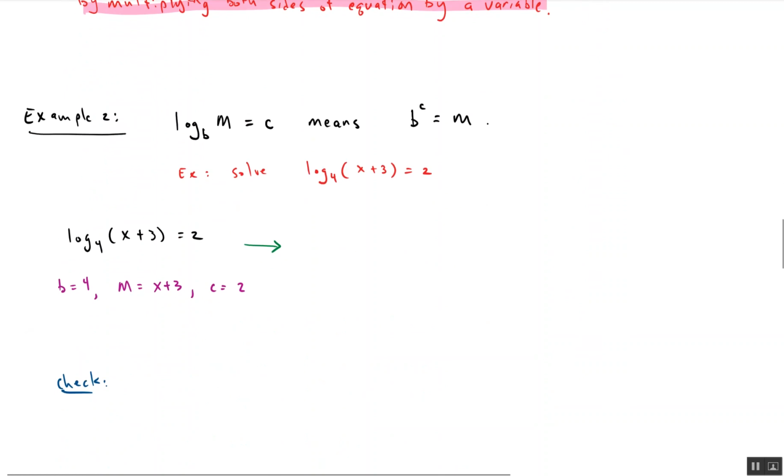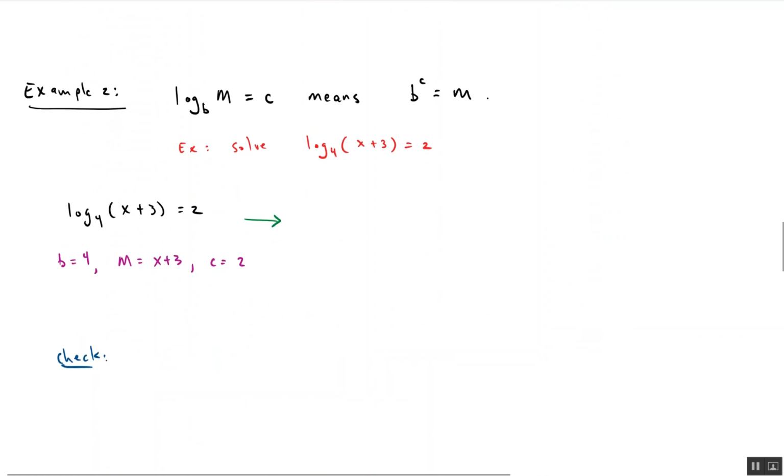All right, let's talk about example 2. This was the example 2 we had. Log base 4 of quantity x plus 3 equals 2. So as we're looking at our equivalency, log base 4 of quantity x plus 3 equals 2, we have a few different parts. We have a b, we have an m, and we have a c. If we want to identify them so that we can then transform them into the exponential version of the log, then we need to figure out what those are.